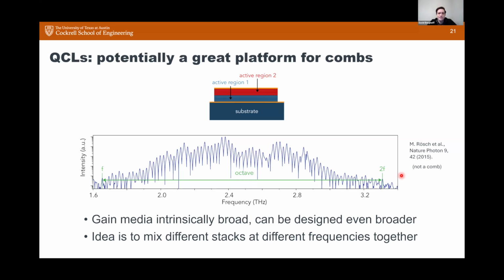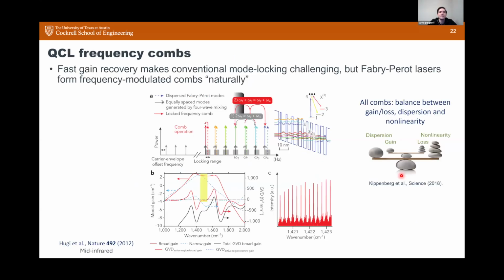No octave spanning comb has been developed using QCLs. I'll talk about why I think that is. But first, how do you make a comb out of a QCL? It's been known for a while that they make combs somewhat naturally. This was conclusively shown by Jerome Faist in the mid-infrared a little over 10 years ago.